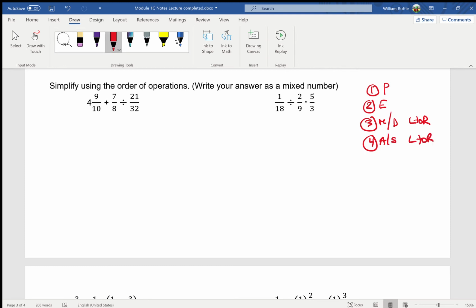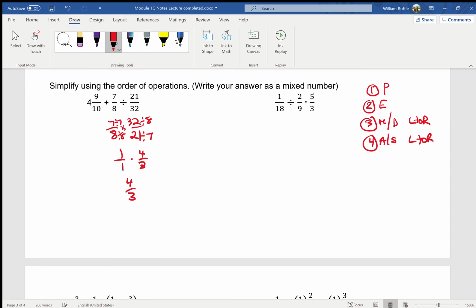So we're having a mixed number added to two numbers being divided. No parentheses, no exponents, so I got to do multiplication and division left to right. There's only division, so I got to do this first: 7/8 divided by 21/32 becomes 7/8 times 32 over 21. This is a really nice one because I can divide each of those by 7, and divide each of those by 8. Then I get 1 over 1 times 4 over 3, which is just 4/3.